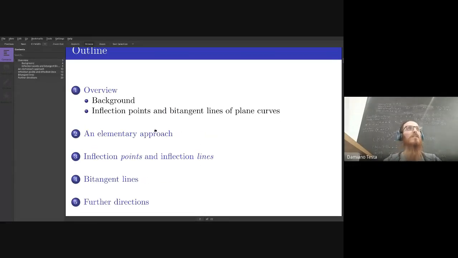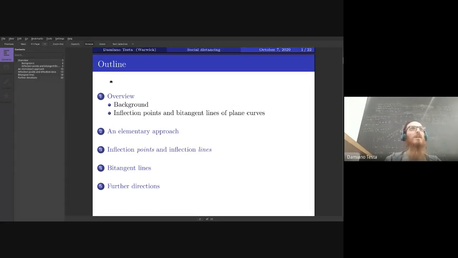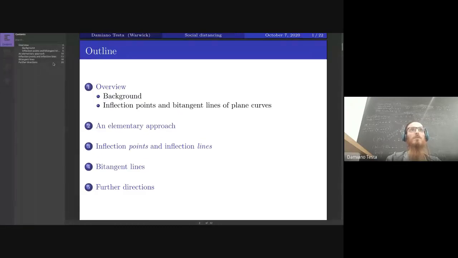So let's see what I have prepared. I see now that the slides are a little bit big. Let me zoom out. Sorry, I didn't realize it was not in full screen. So let me try to find full screen mode. Okay.